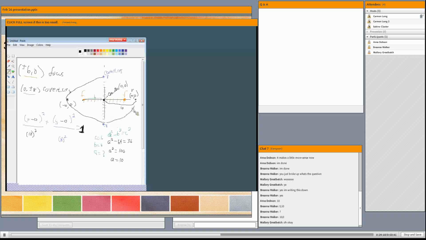So give me a green check when you get done writing that down. When you process, if you have questions, type those in the chat pod or the Q&A pod, and we will look at the next problem.